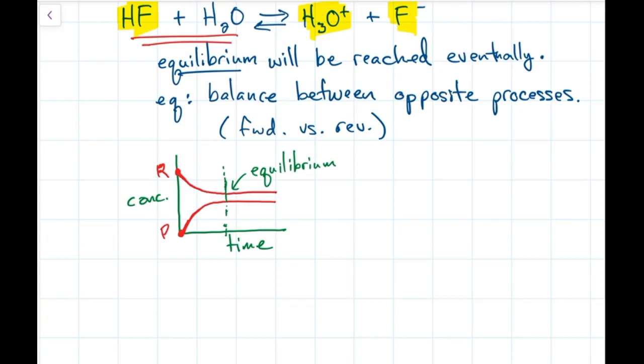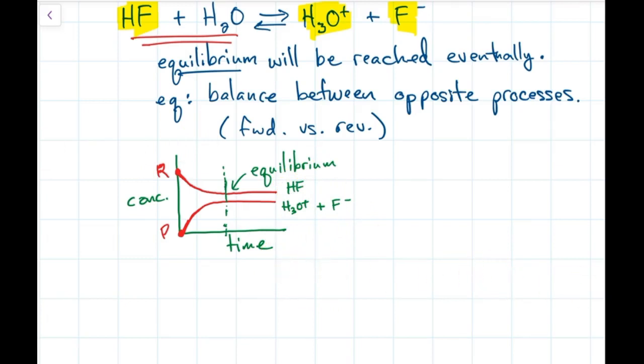And so in this case we have more reactants than we do products at equilibrium. So going back up to the equation, the reactants are HF and water, but again we can't really express the concentration of water. And our products are hydronium and fluoride. Okay, so we have more reactants at equilibrium than we have products.